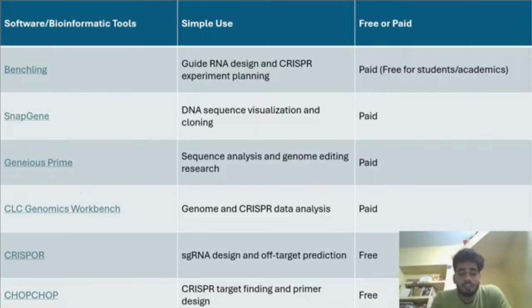CRISPOR is free, and it is used for single guide RNA design and off-target prediction. The next one is ChopChop. ChopChop is used for CRISPR target finding and primer design.